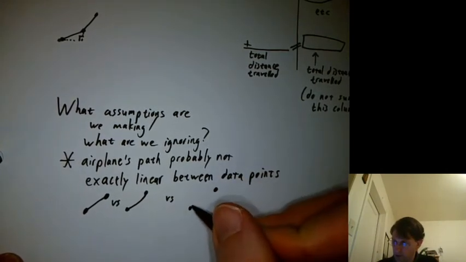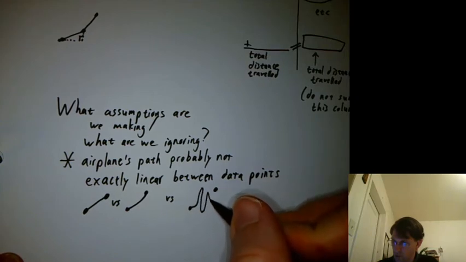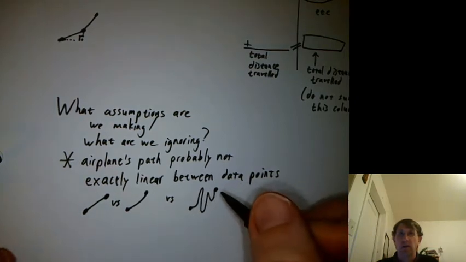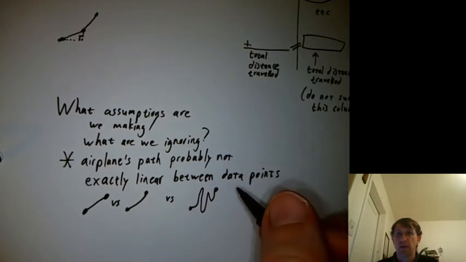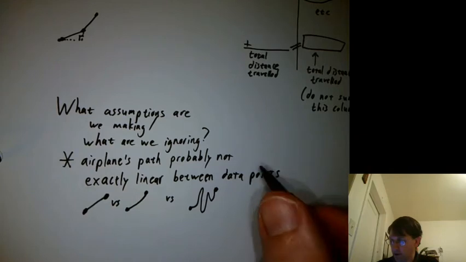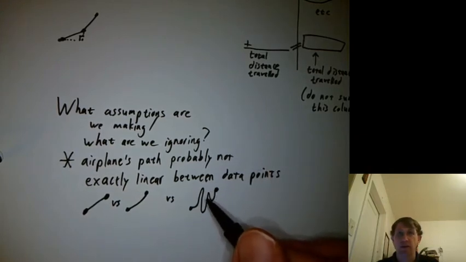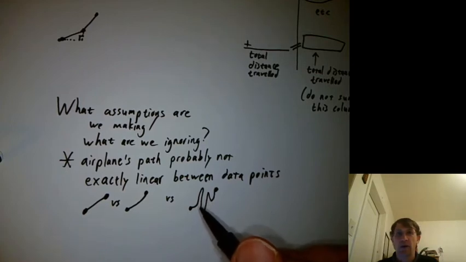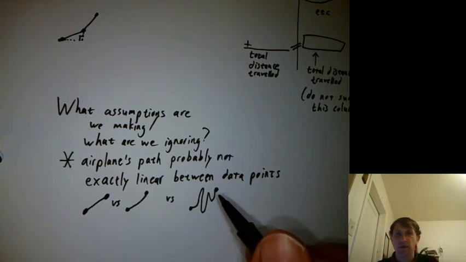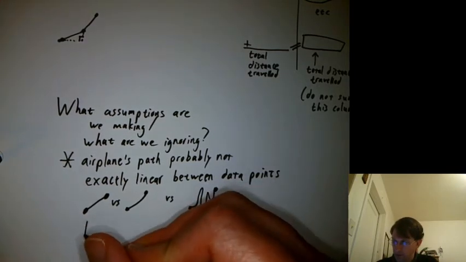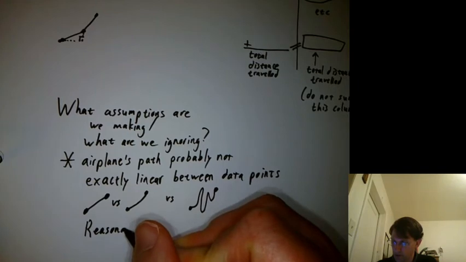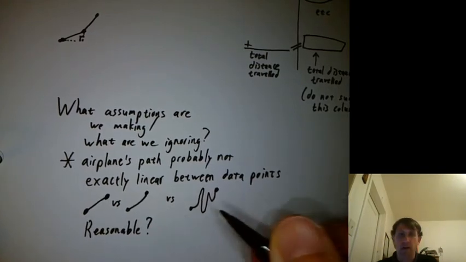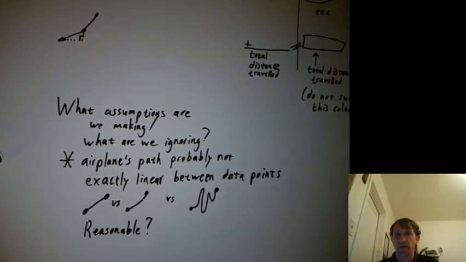Is it plausible that the plane went woo, woo, like that? Well, what does it depend on? It depends on how close together the data points are. If they're 1 meter apart for an airplane, I'm pretty sure the airplane did not do this from 1 meter to the next. If they were 1,000 kilometers apart, it's possible that the airplane went that way, avoiding thunderstorms or whatever. So let's ask, is this reasonable? And it depends on how far apart the data points are, right?